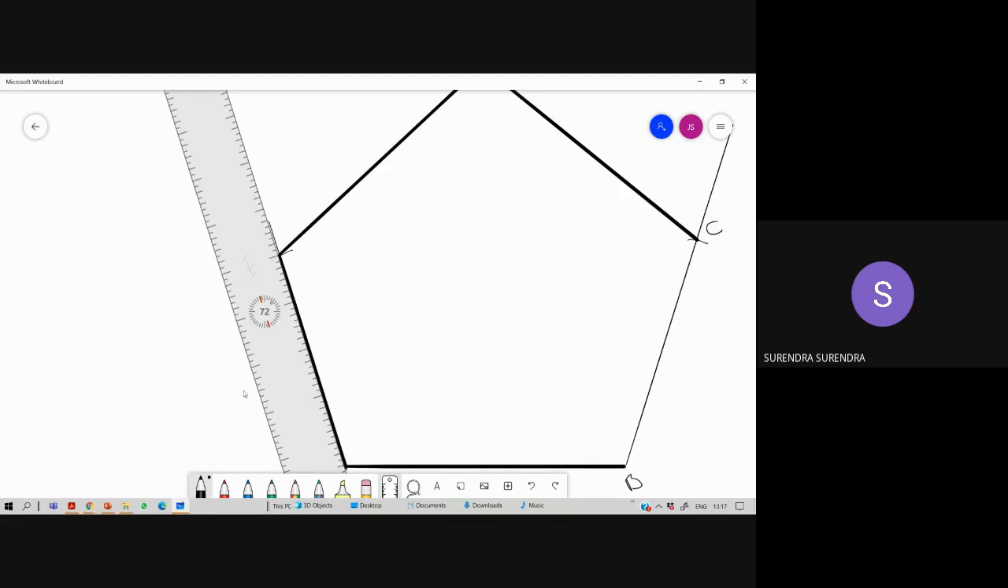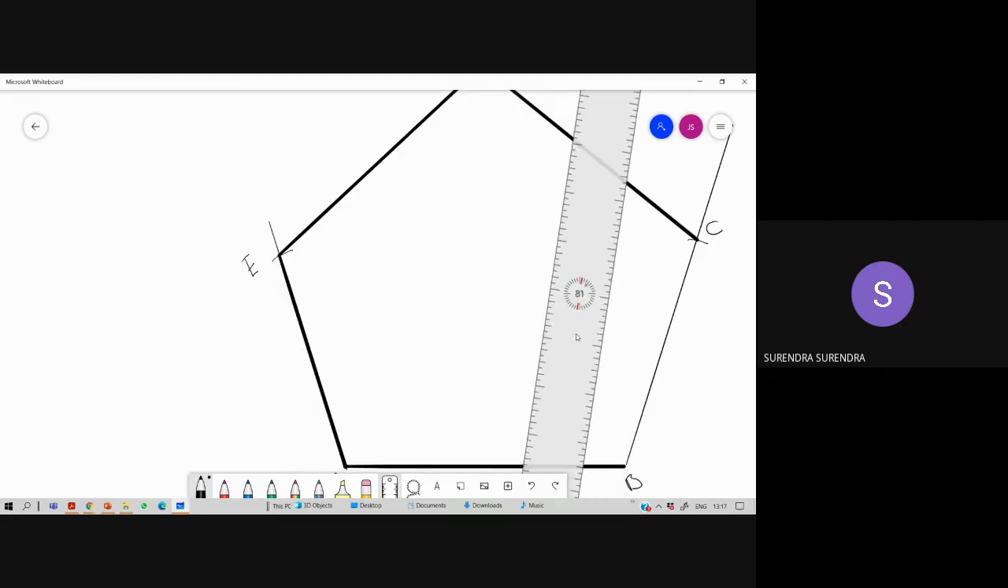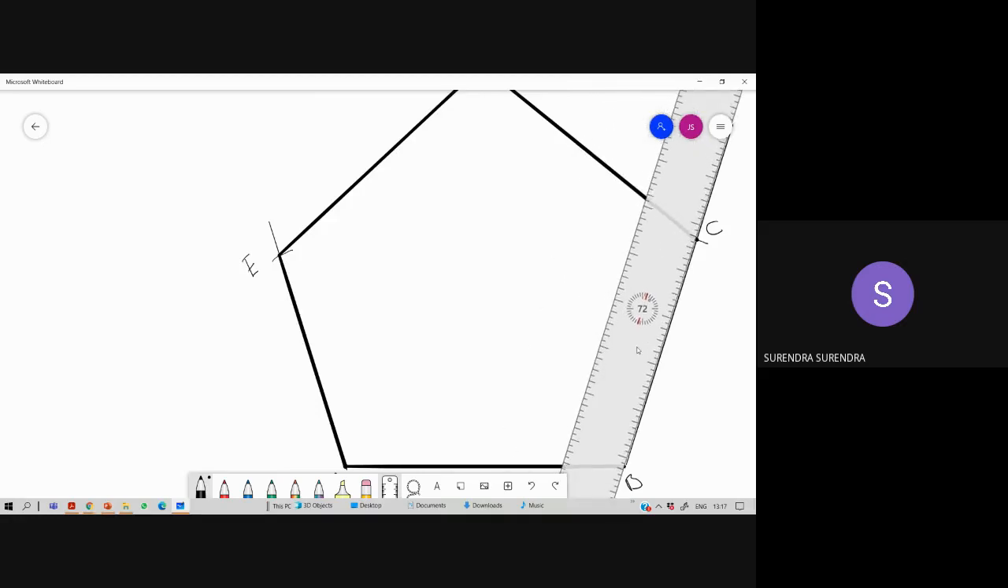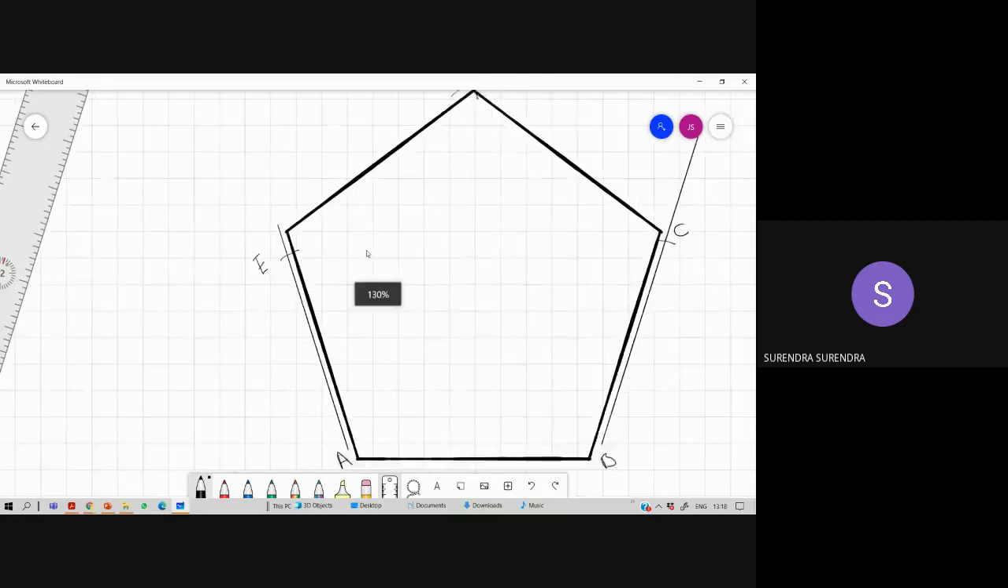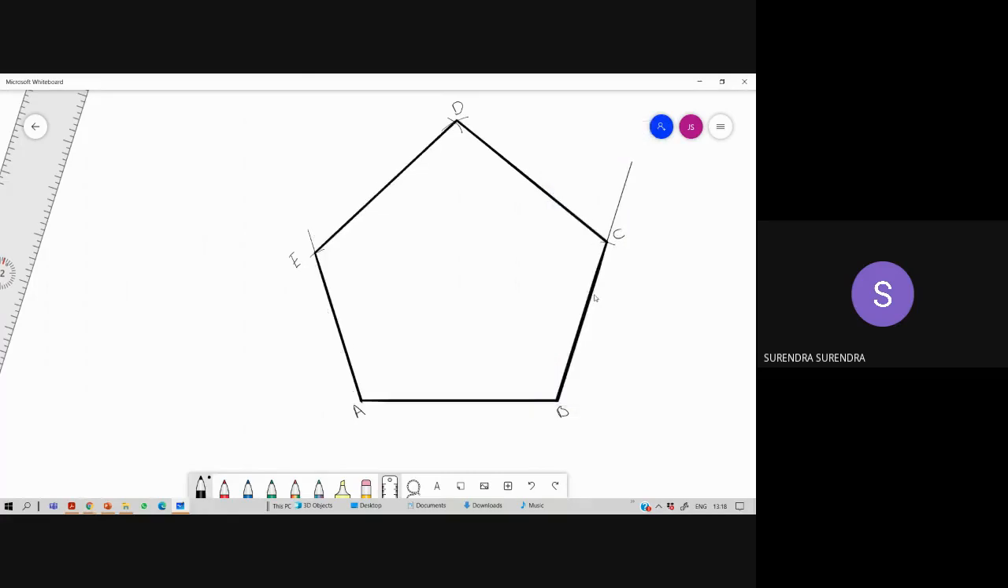Now this is the final pentagon that we required. The main advantage of this method is that as we are using the compass for constructing the other sides, we'll get all sides of equal length. It has an auto adjuster, so there is no need for us. This is the simplest method and more accurate compared to the other methods.